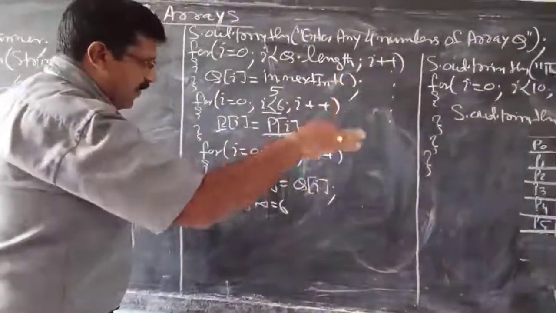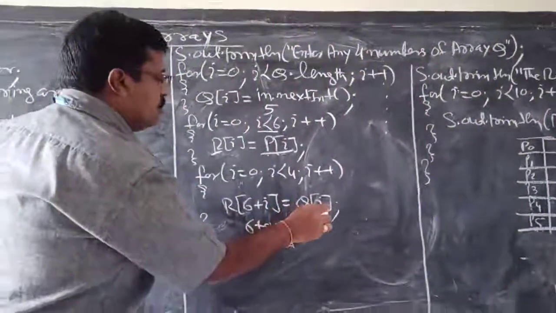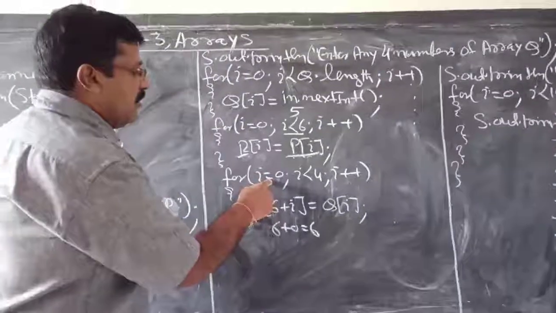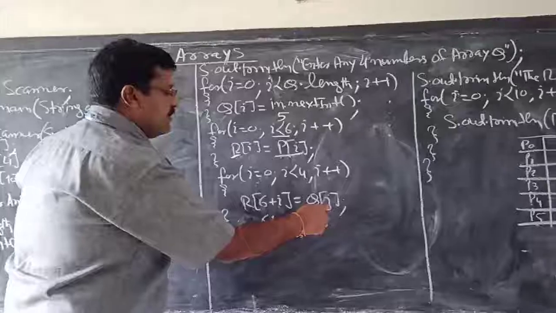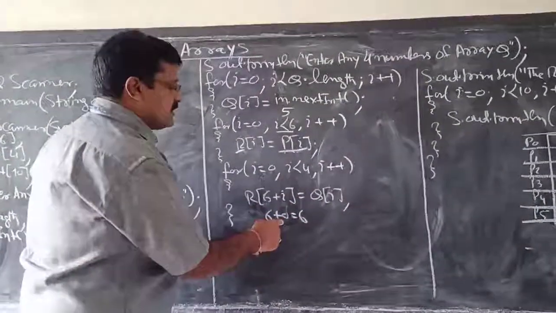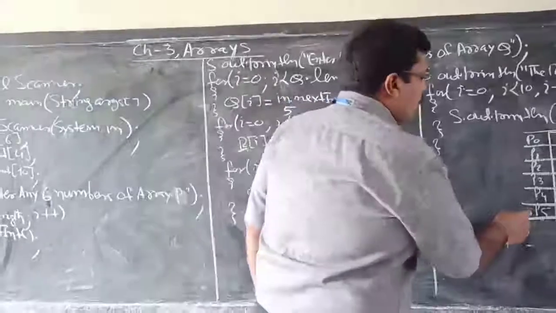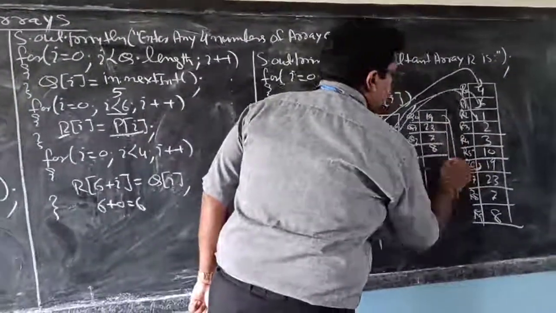Till R5 the elements are filled. At R[6 plus i], Q[i] will be stored. Because i is 0 and 6 plus 0 is 6 only, and Q[i] is Q0. The Q0 element will be stored at the R6 place. So see here, Q0 is what? 19. This 19 will be stored at the R6 place.